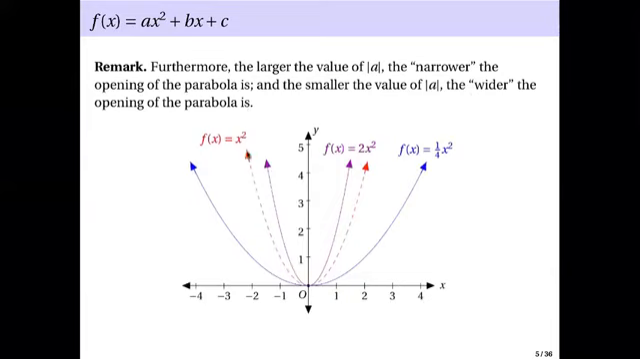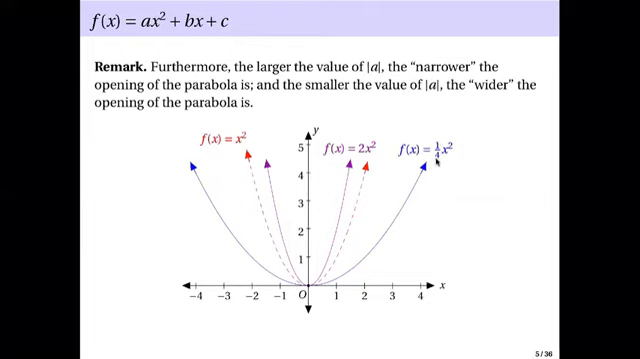So for example, we look at this red dashed graph of the parabola. It's the parabola f of x equals x squared. Now we have the purple parabola here. We have f of x equals 2x squared. So 2 is greater than 1. The graph of f of x equals 2x squared is narrower compared to the graph of f of x equals x squared. And then here we have the blue graph, f of x equals 1/4 x squared.